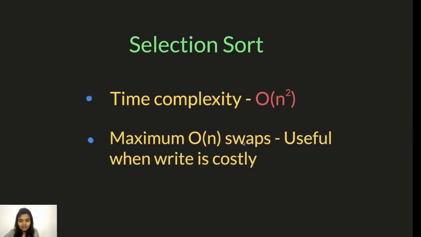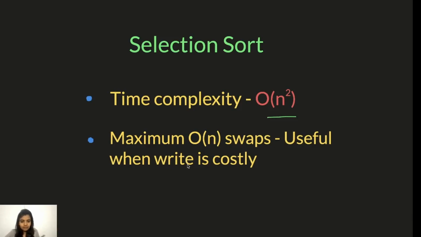Hello everyone, in this video I'll be explaining selection sort. Selection sort is one of the simplest sorting mechanisms. So there are a few things that you have to remember before we get into selection sort. First of all, the time complexity is big O of n square. That's because we'll have two for loops, okay?